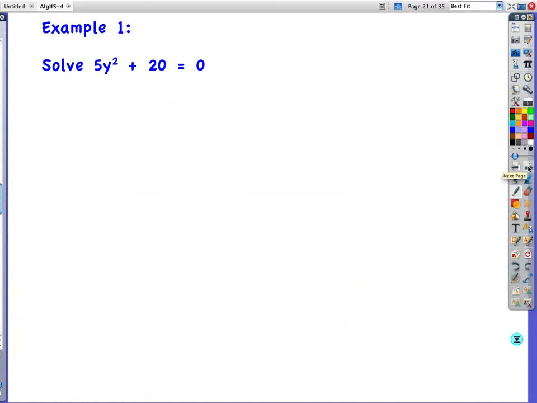5y squared plus 20 equals 0. You could use quadratic. I mean, it is quadratic to solve. We could use, well, we'll get to quadratic formula a little bit. We're going to kind of continue on with the method we've been using, imaginary numbers. So what I'm going to do is actually try to get y by itself. Okay, I'm going to isolate y.